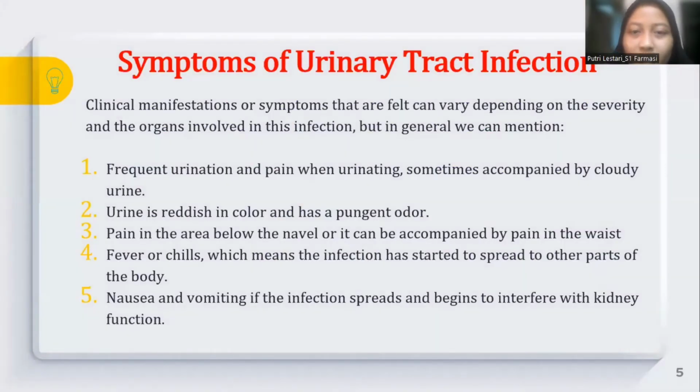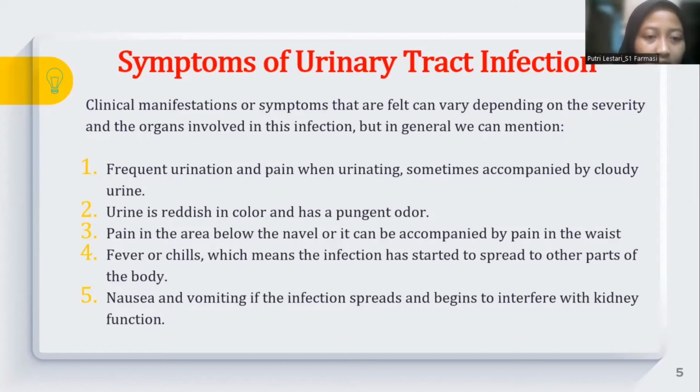Symptoms of urinary tract infection. Clinical manifestations or symptoms that are felt can vary depending on the severity and the organs involved in the infection, but in general we can mention: 1. Frequent urination and pain when urinating, sometimes accompanied by cloudy urine. 2. Urine is reddish in color and has a pungent odor.